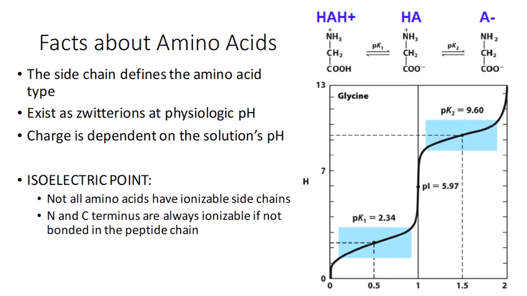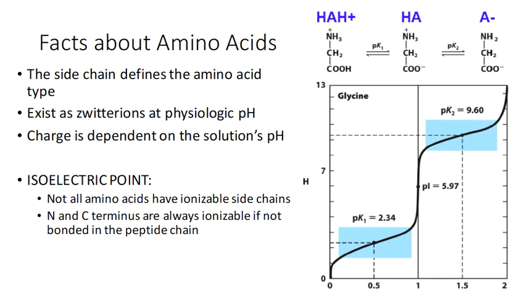Another topic I want to mention is titration curves. A longer vertical line, as you can see right here, where the pI equals 5.97, is representative of the isoelectric point. An isoelectric point is reached when the amount of deprotonated species is equal to the protonated species, making the overall net charge neutral.